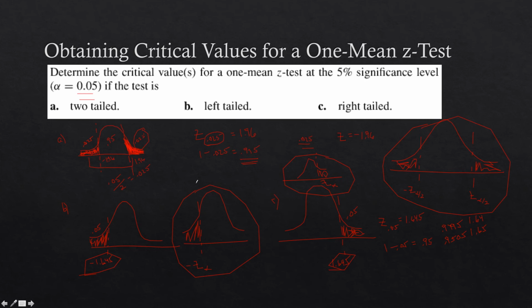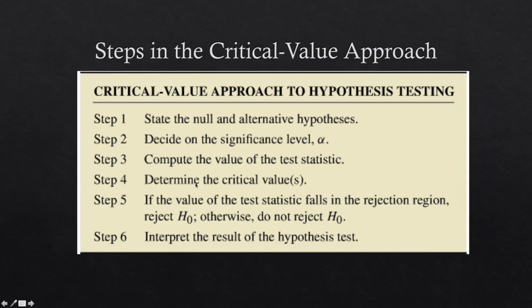So basically, the critical value is going to be that z-score that separates rejection region from non-rejection region. That's what we're doing here. The shaded areas are the rejection region. The unshaded areas are the non-rejection regions, do not reject. All right, so as far as steps in the critical value approach, here's all of our steps.